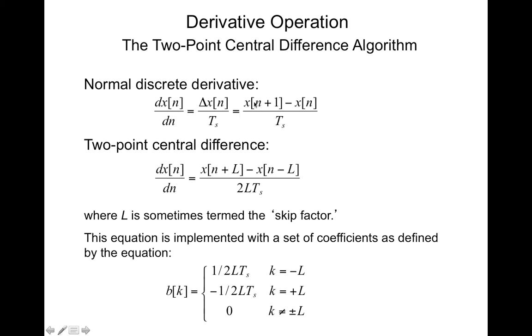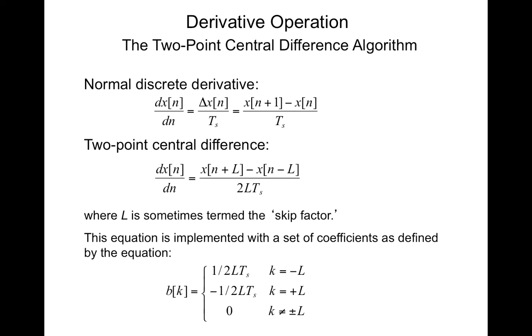The difference between the derivative and the two-point central difference is that in the two-point central difference, you're not necessarily taking the difference between one point and the previous point, but you're taking the difference between a point and a point some length of points away, that length being 2L. So you would take the function's value at some point n plus L, subtract the function's value at some point n minus L, and the time between those 2 points is not the sampling time, but the sampling time times 2L, where L is sometimes referred to as a skip factor.